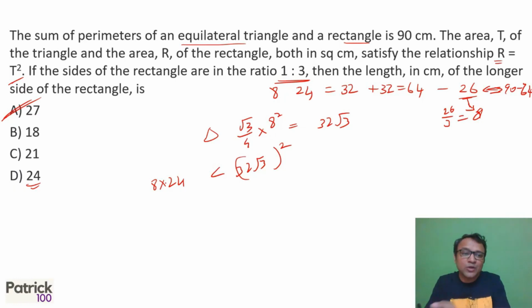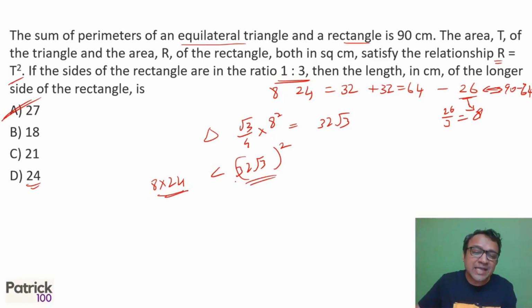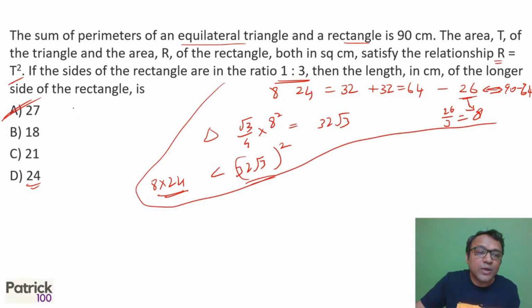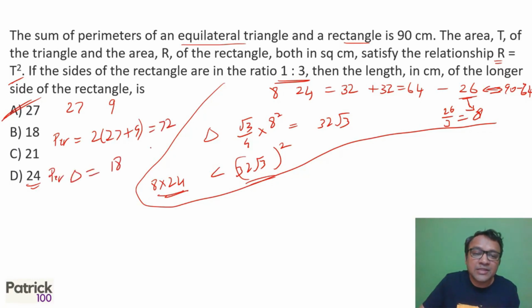The moment you take a middle value as substitution, you can go higher and lower based on what answer you get. Here I get the area of the rectangle smaller than the square of the area of the triangle. So I have to increase the size of the rectangle to 27. If you want, we'll substitute and check. Okay, I'll just substitute 27 and check. If I take 27 as the bigger side, then the smaller side will be 9. So perimeter will become 2 into 27 plus 9, which will become 72. So perimeter of triangle will become 18, that is 90 minus 72.